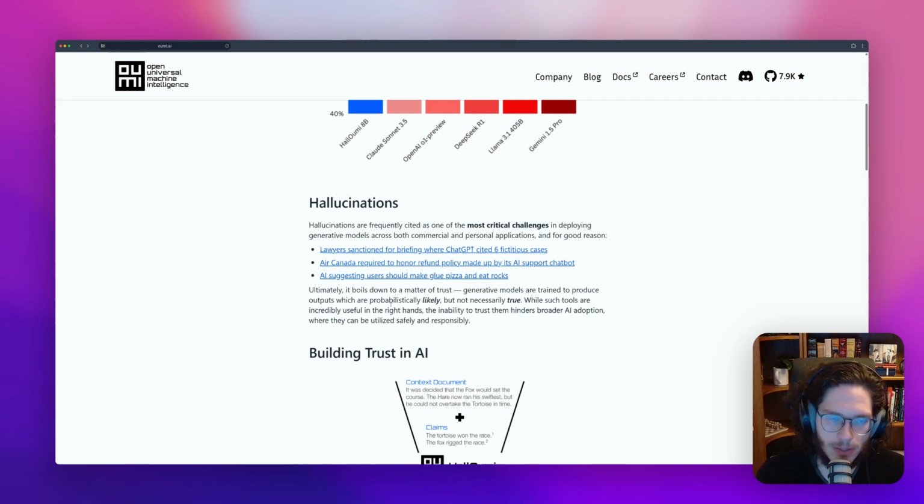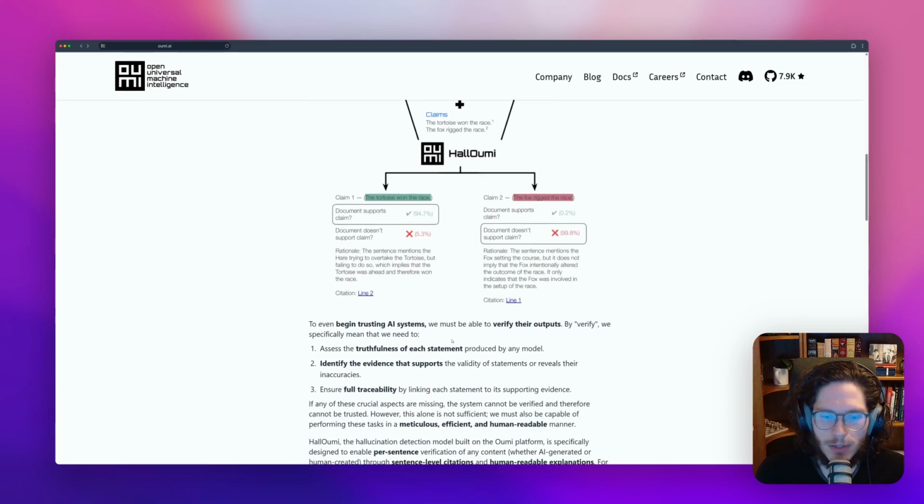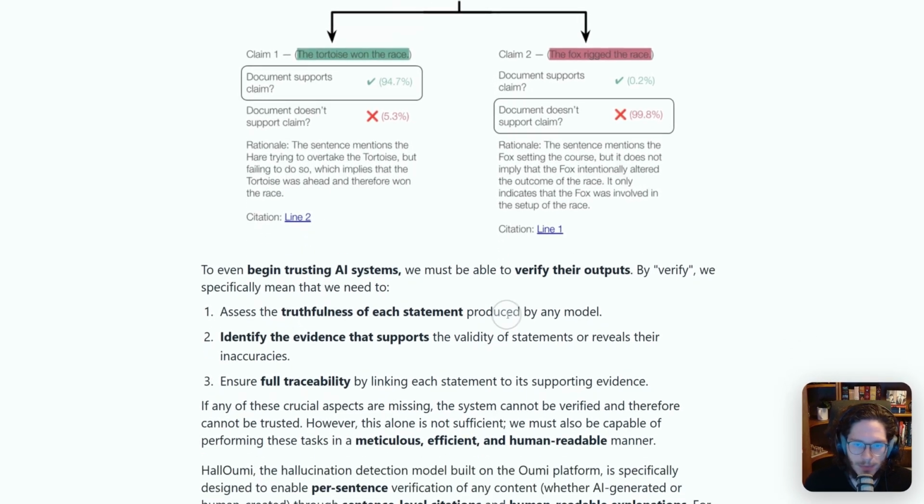So, where does that trust start? That trust starts with verifying what they say. When I say verify, I specifically mean for every statement being produced by the model, we need to understand, is it true or not?